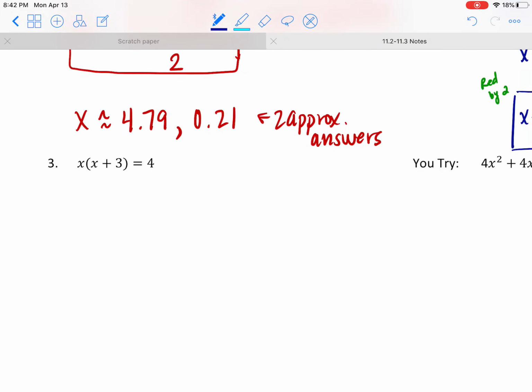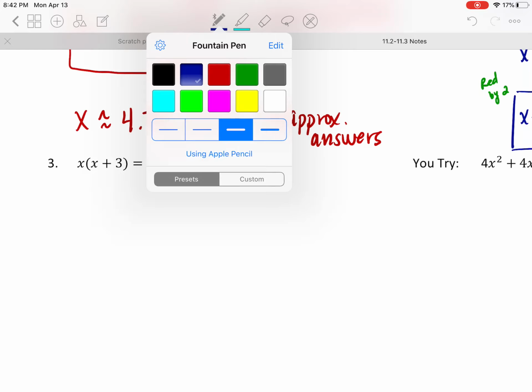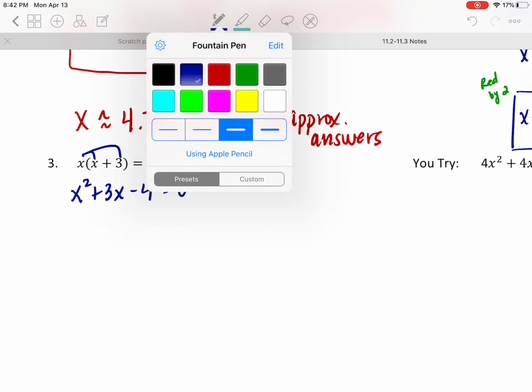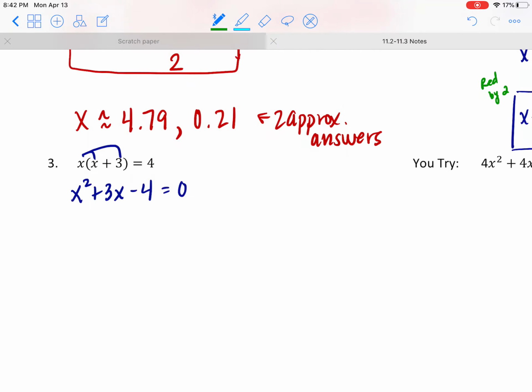Now number 3, if you'll notice, is not in standard form. If I want to use the formula, it's got to be all multiplied out. So I want x times x to make x squared, x times 3 to make 3x. Then I'm going to subtract the 4 over to make it equal to 0, and again put it in standard form. So here, 1 in front of the x squared is a, b is 3, and c is negative 4.